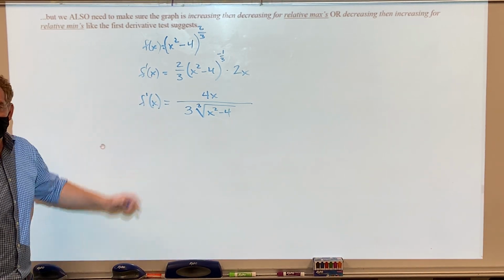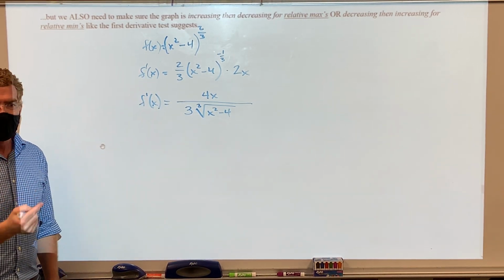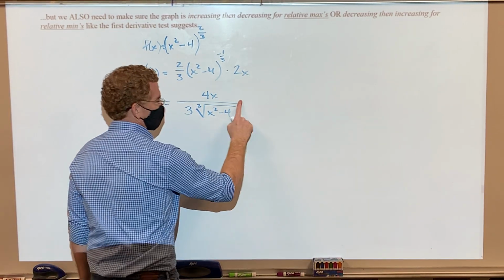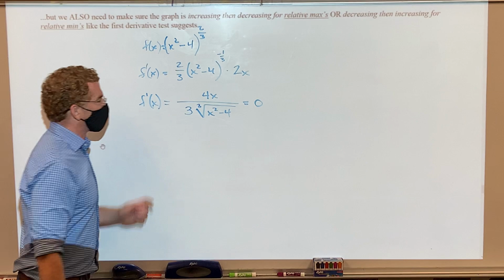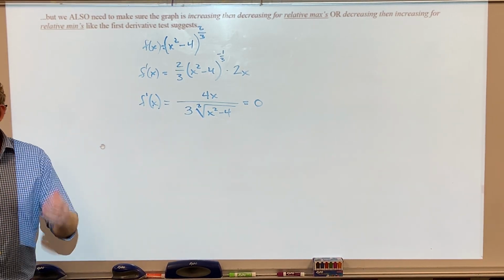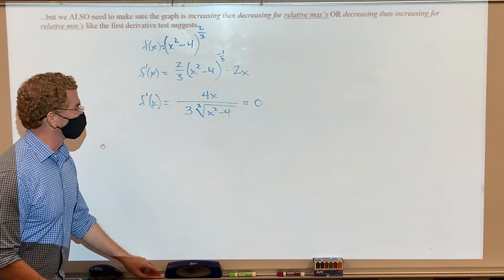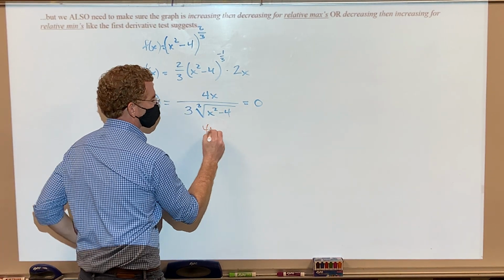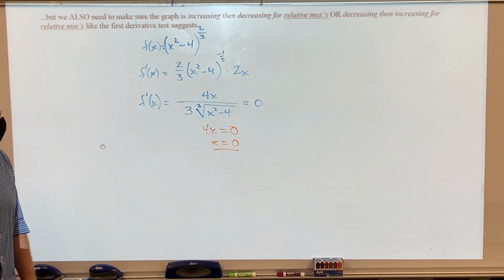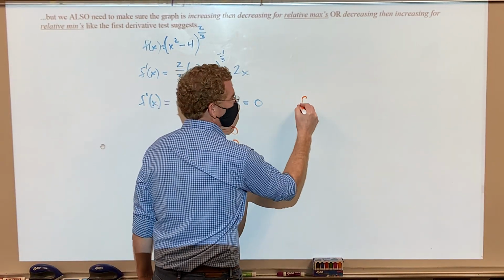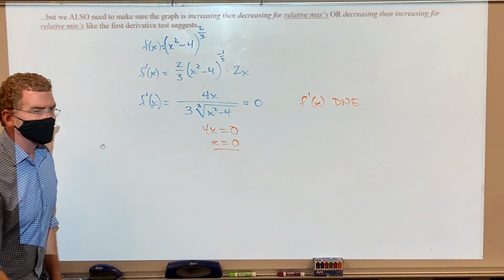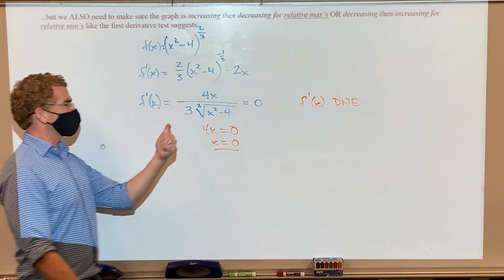So there's my derivative, and I need to show two things: where it's 0 and where it's DNE. The first thing is, if I tack a 0 on it, where is a fraction 0? When the numerator is 0. So 4x equals 0 when x is 0. Now, you also need to check where the derivative does not exist. When is that true? When the denominator is 0.